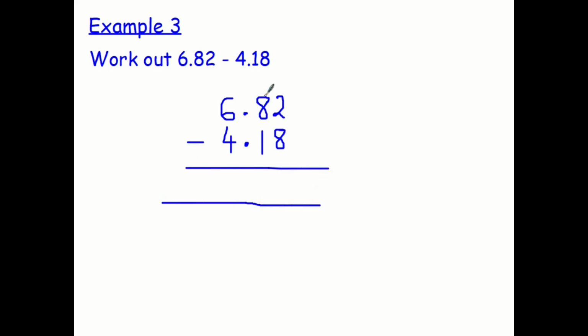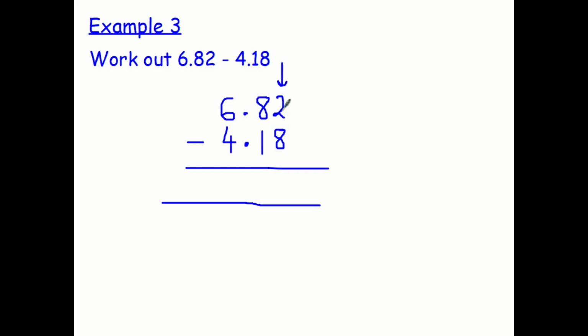Example 3. 6.82 take away 4.18. So 6.82. Again, line up your decimal points, so I'm going to put that decimal point there straight away, and then I'm going to put the 4 and the 1 and 8 there. Show that it's a subtraction, draw my answer lines, and remember you start on the right hand side.